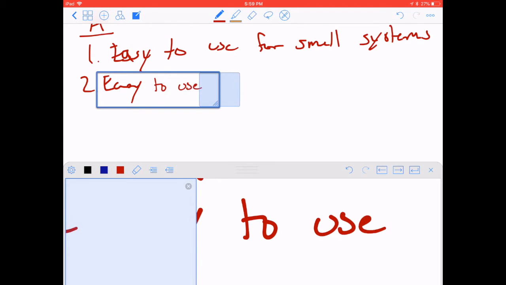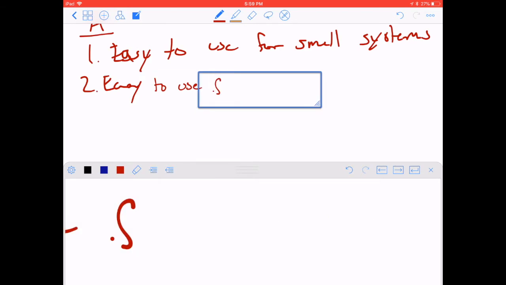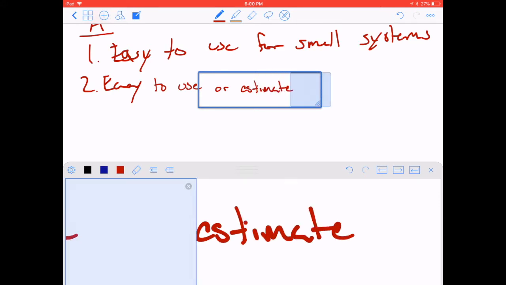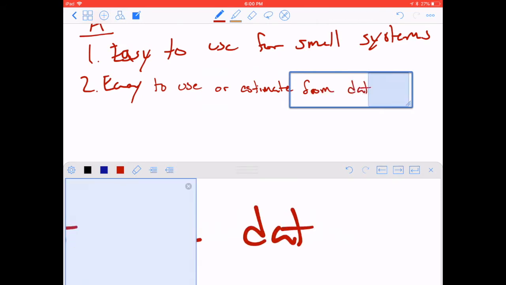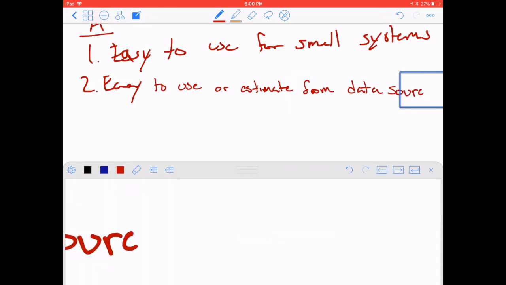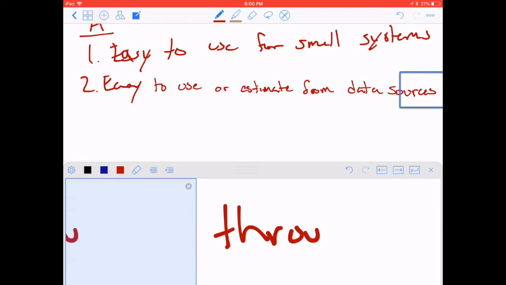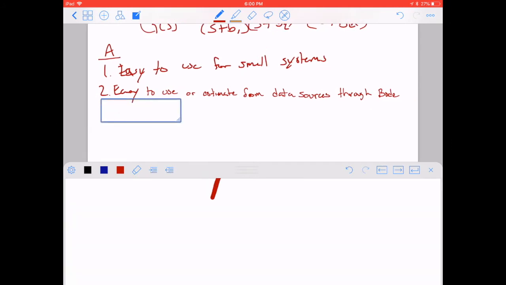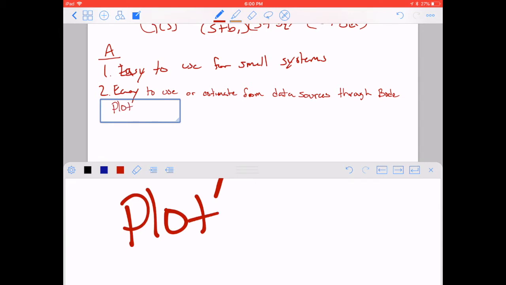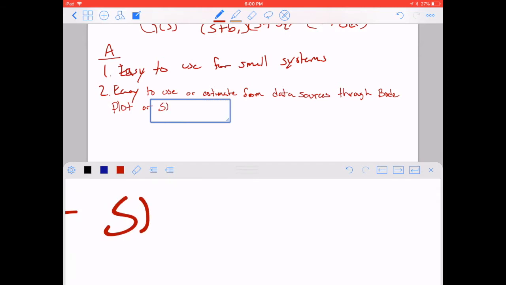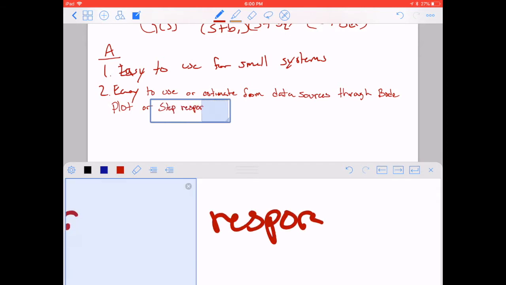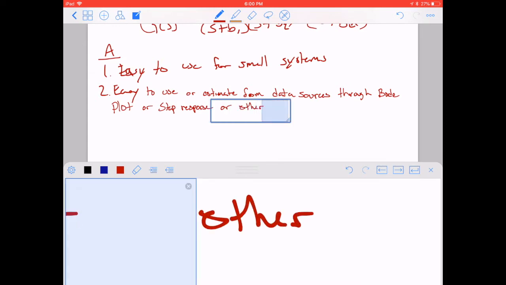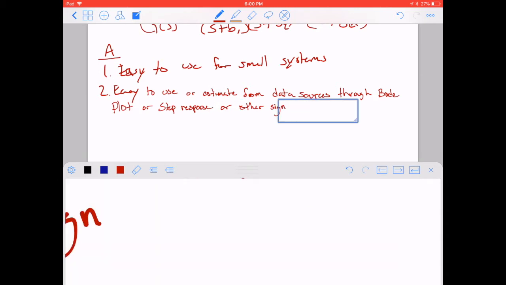They're easy to use or estimate from pure data sources. And this could be through a Bode plot analysis, or either step response, or other signal response.